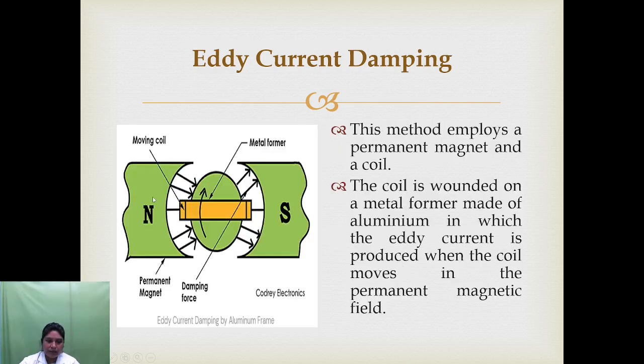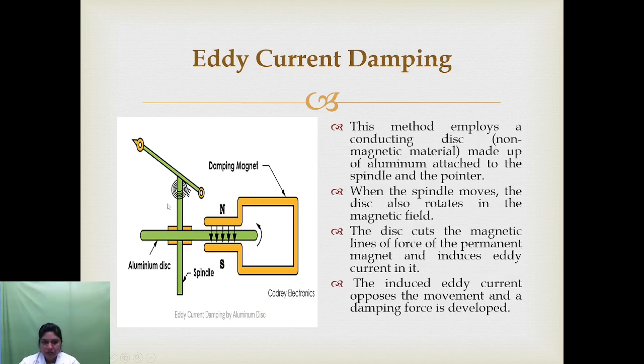Here the permanent magnet is placed, and we see how the damping force evolves. We place the coil on a metal former in the magnetic field. In this method the coil is wound on a metal former made of aluminum, in which the eddy current is produced as the coil moves in the permanent magnetic field. This is the eddy current damping. And next is another method.